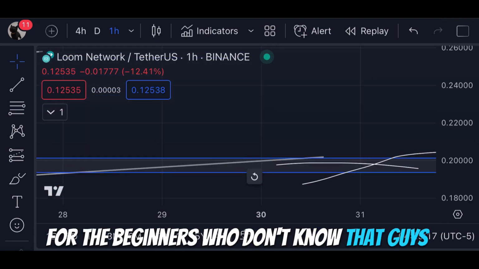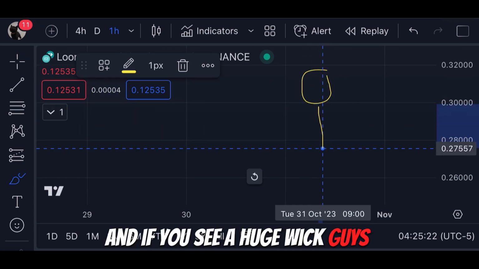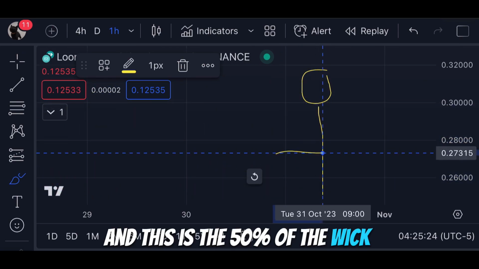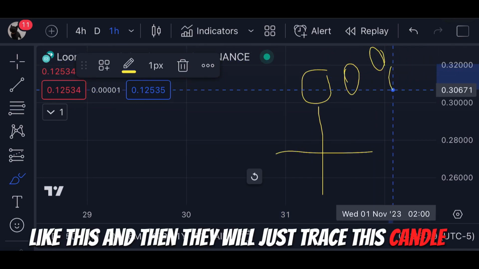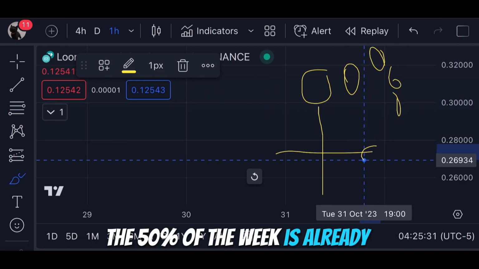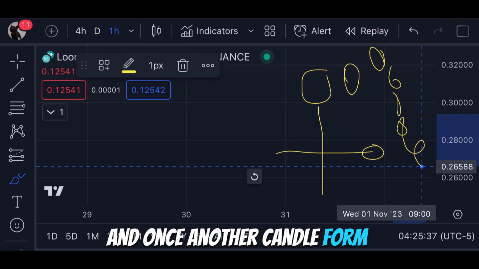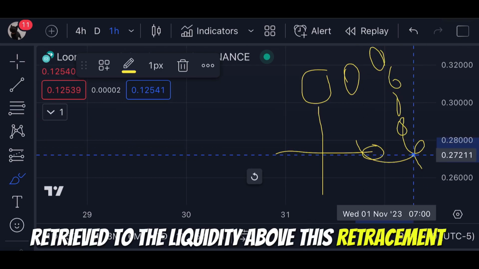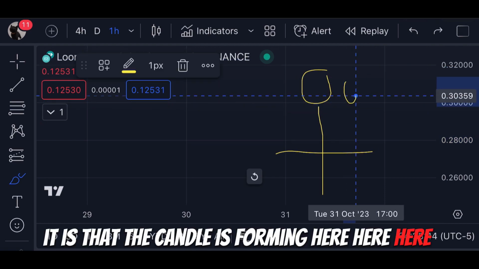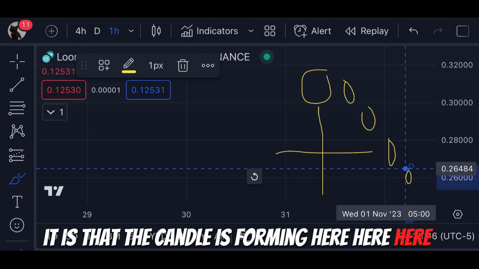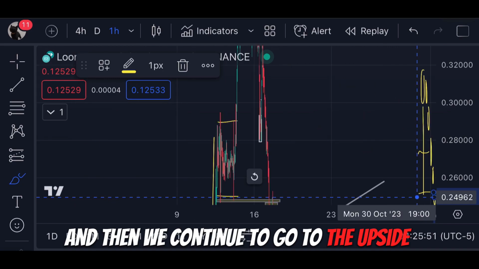Let me tell you something for the beginners who don't know: this is the body, and if we see a huge wick, and this is the 50% of the wick, the next candle will form like this, and then they will retrace this candle. So the 50% of the wick is already something they have to retrace, and once another candle forms and retraces, it took the liquidity above this retracement, and then again we continue to go to the upside. One thing, while the candle is forming here, we took the liquidity of the upper part of the wick, and then we continue to go to the upside.